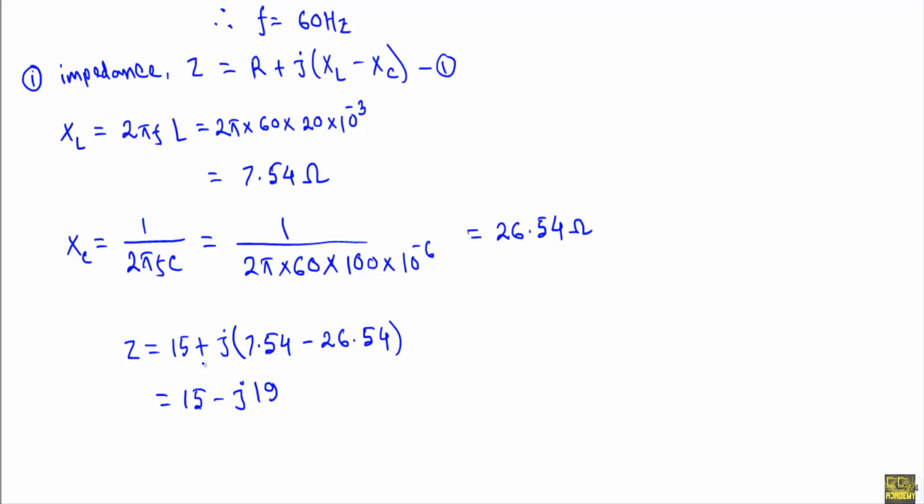This is known as rectangular form. In polar form, our impedance Z will be equal to 24.21 with phase angle minus 51.71 degree ohm. So this is the value of total impedance in rectangular or in polar form.